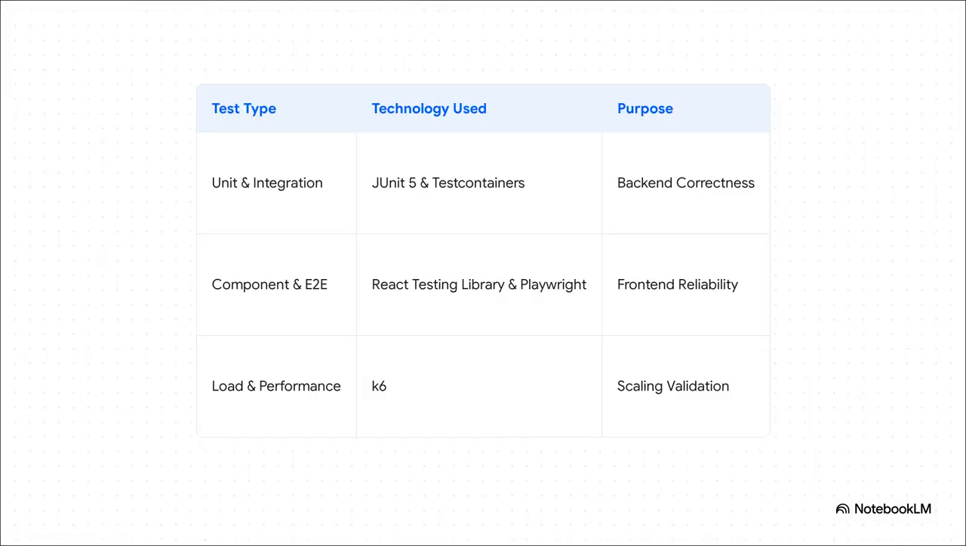And that human review is backed up by what is basically a fortress of automated tests. This is how you build real confidence in the code. You've got unit and integration tests making sure the backend works, component and end-to-end tests making sure the front ends are reliable, and even load testing to make sure that the auto-scaling actually works under pressure. This is what a truly professional validation strategy looks like.